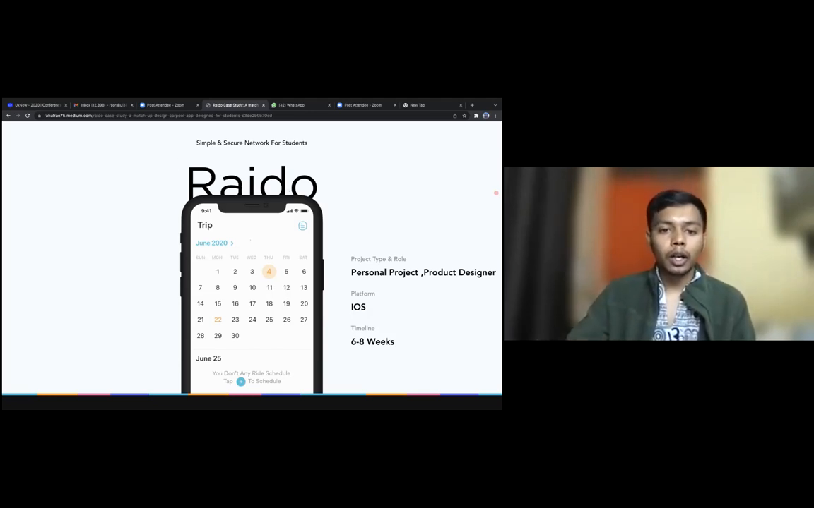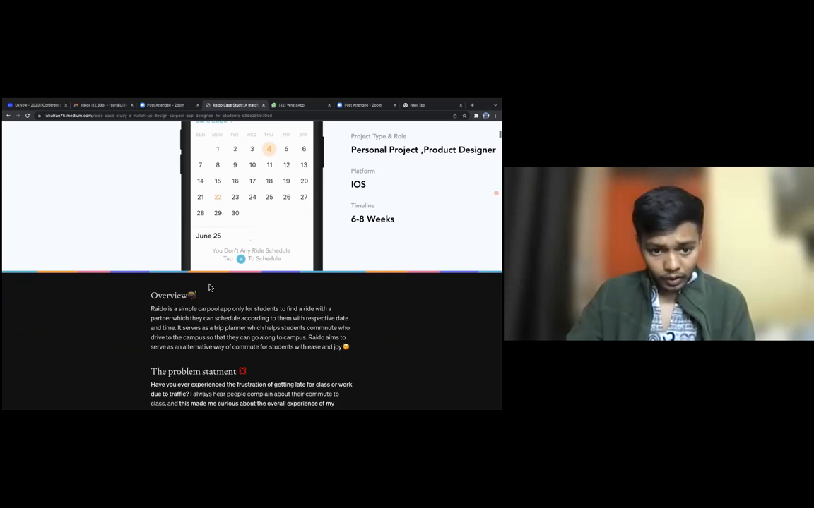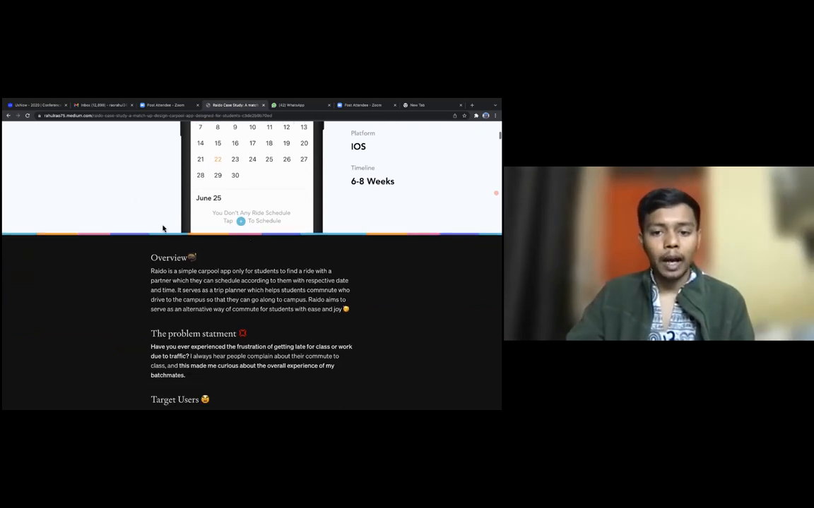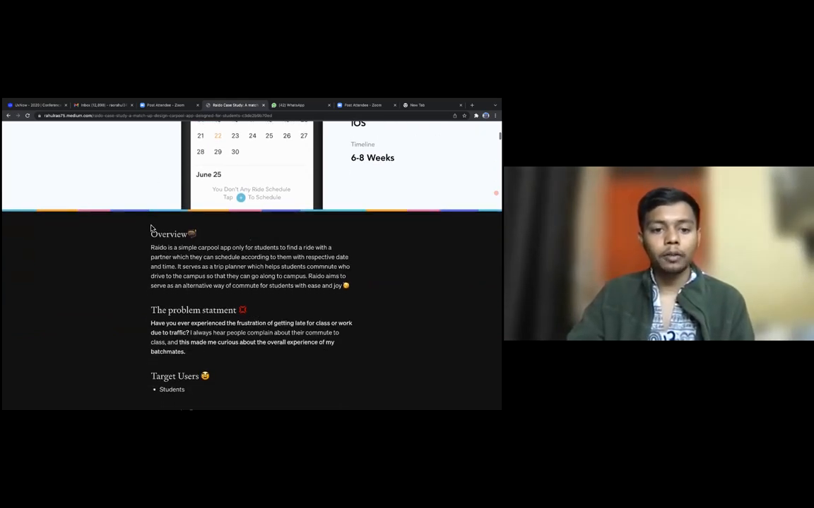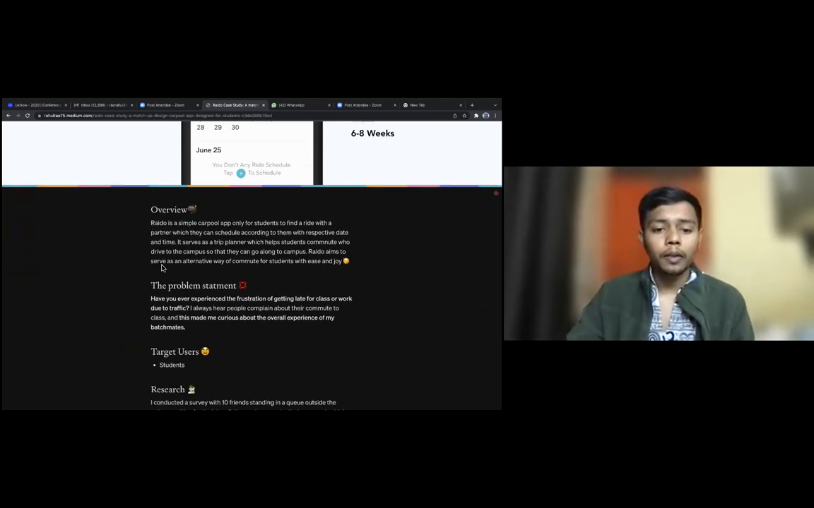Now coming back to the context. I have given a good thumbnail, and mentioned the personal project, what platform I've been working on, and the timeline of the project, like how much time it took me to frame out the project. This is the overview I have given about the app, a small summary. This is my problem statement.